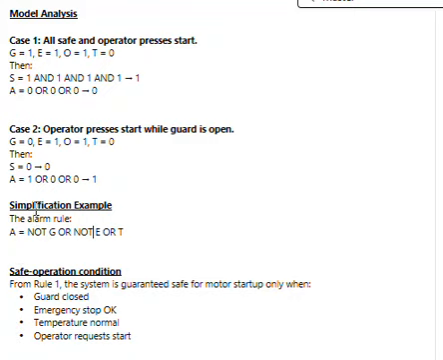After the simplification example, the assignment calls for a safe operating condition. From rule 1, we know the system is guaranteed safe for motor startup only when we have the guard door closed, emergency stop is okay, temperature is normal, and the operator requests a start. This gives us a clear Boolean safety envelope.